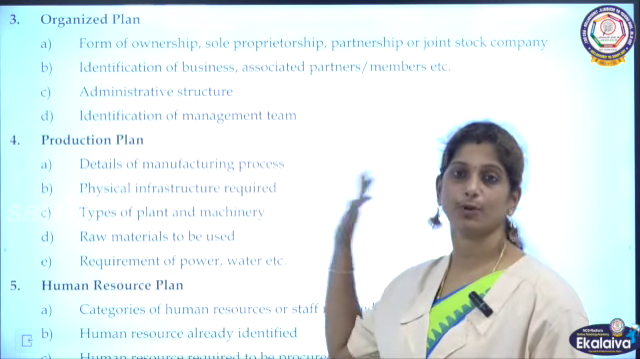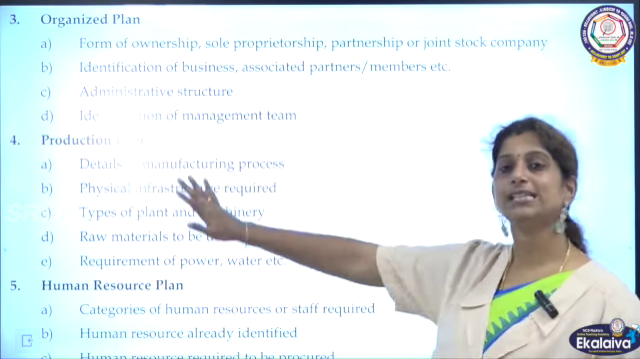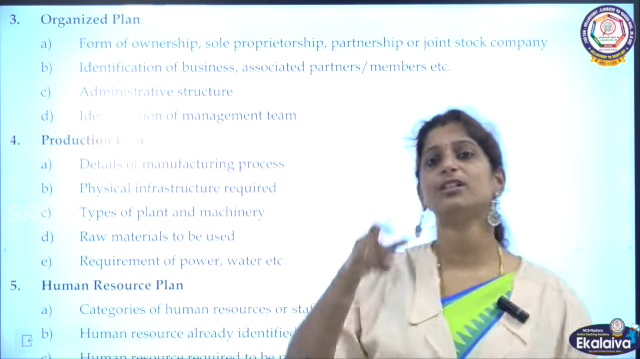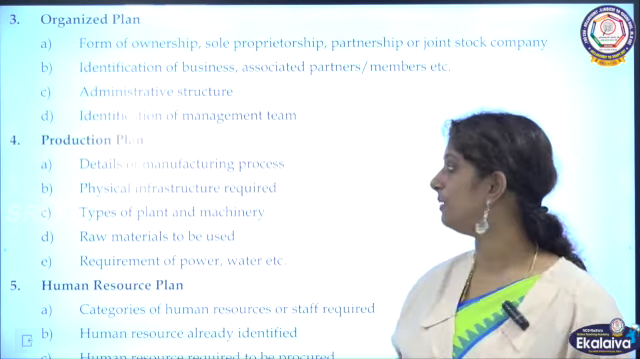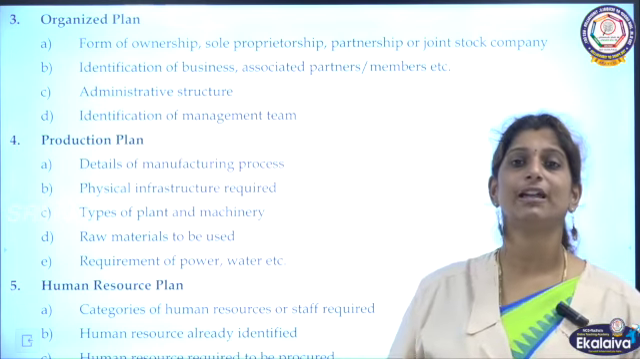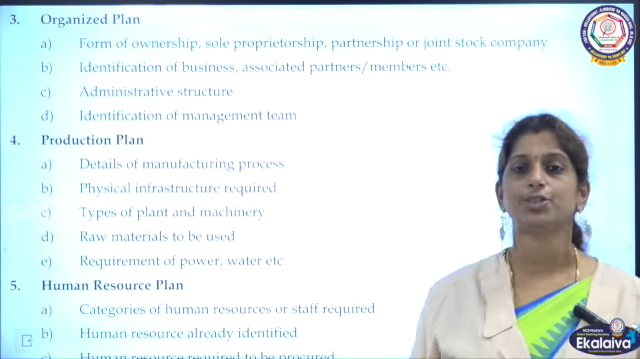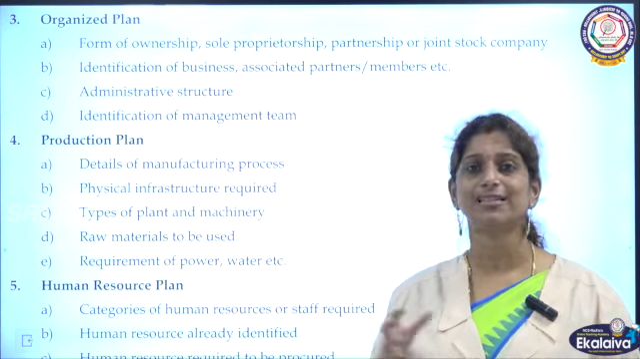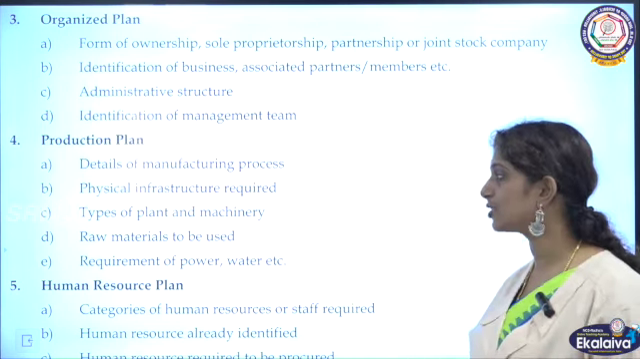Then comes the production plan. So here we should give the details of the manufacturing process. When a product is going to be manufactured, what is the order of the manufacturing? That should be mentioned. Then the physical infrastructure. So what are all the infrastructure we require for this process? It could be machinery, it could be electricity. What are all the facilities we require? That comes under this physical infrastructure.